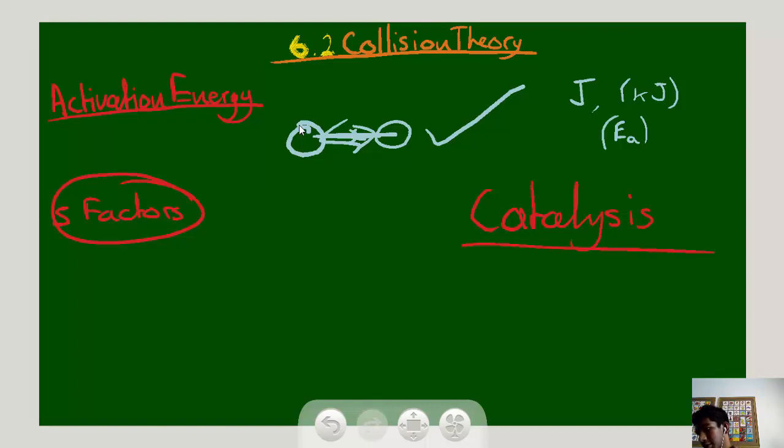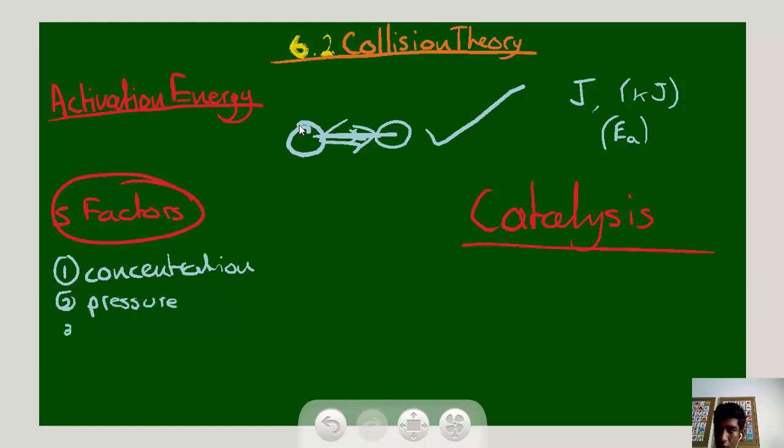There are 5 factors which actually affect the rate of reaction. Concentration, the pressure, surface area, temperature, and lastly, the presence of a catalyst, which we'll explain more in detail soon.